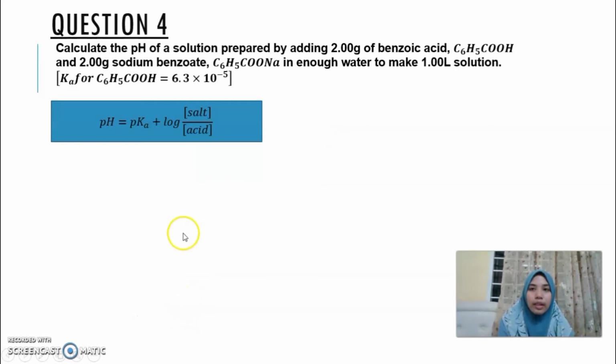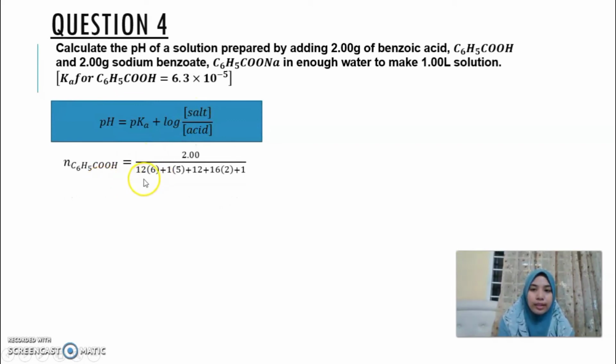Okay, question number 4. Calculate the pH of a solution prepared by adding 2 grams of benzoic acid and 2 grams of sodium benzoate in enough water to make 1 liter of solution. Given Ka for benzoic acid is 6.3 times 10 to the power of negative 5. The formula for pH is pKa plus log of the concentration of salt over the concentration of acid.